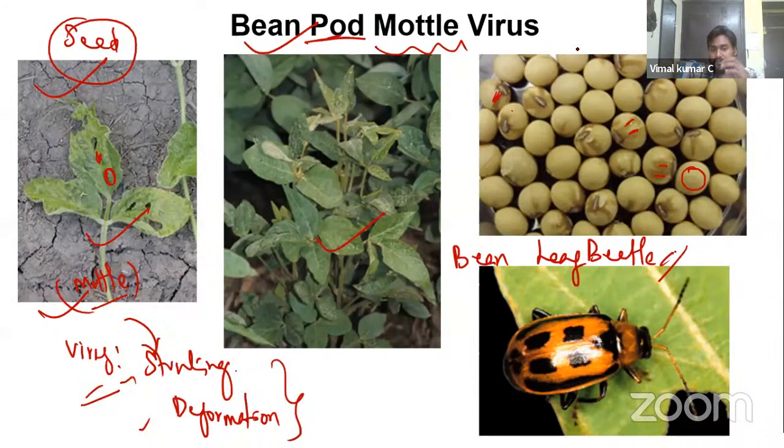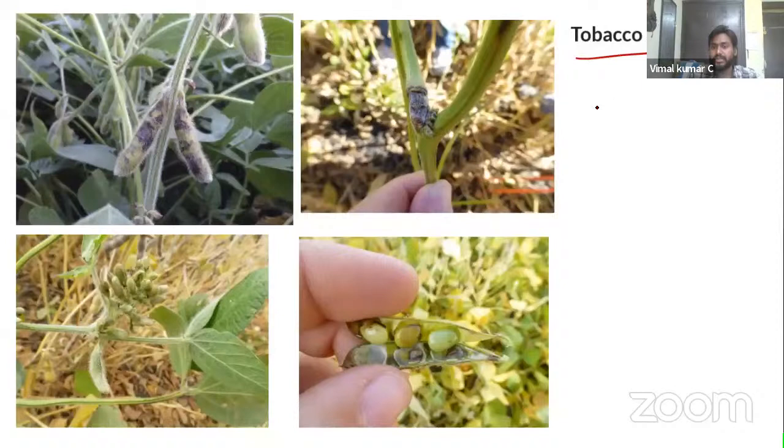There, it will try to regurgitate whatever plant material it has taken from the diseased one. While regurgitating, the virus particles will come out and start entering the plant tissue. So this is how the virus will be inoculated into the particular tissue. The next one is tobacco streak virus.